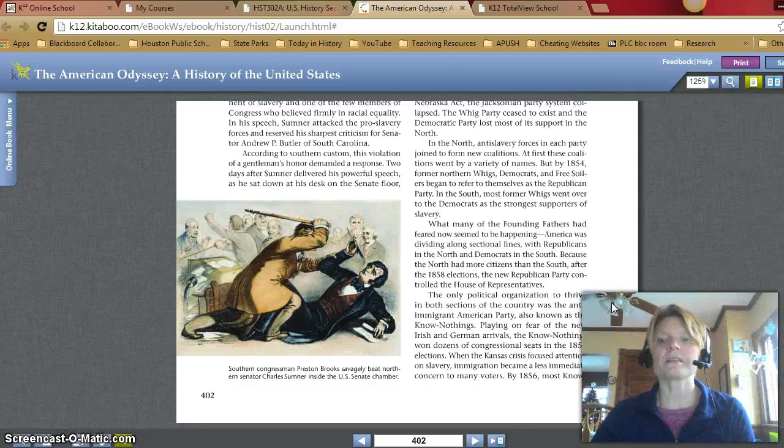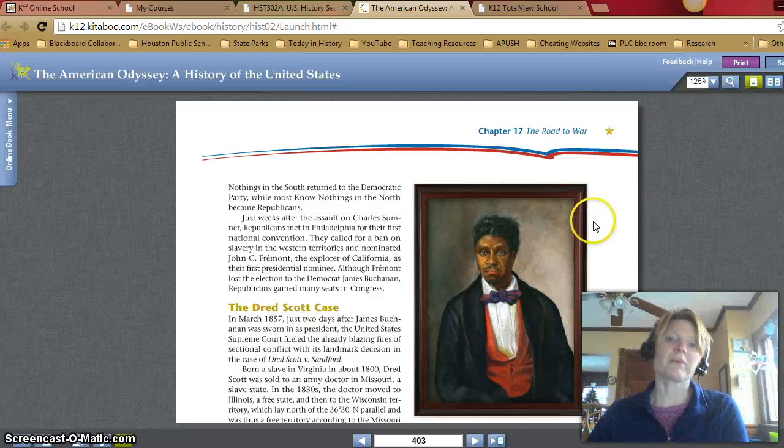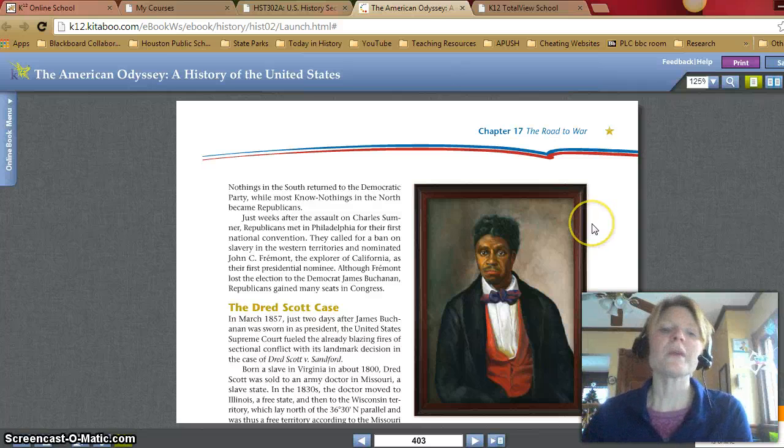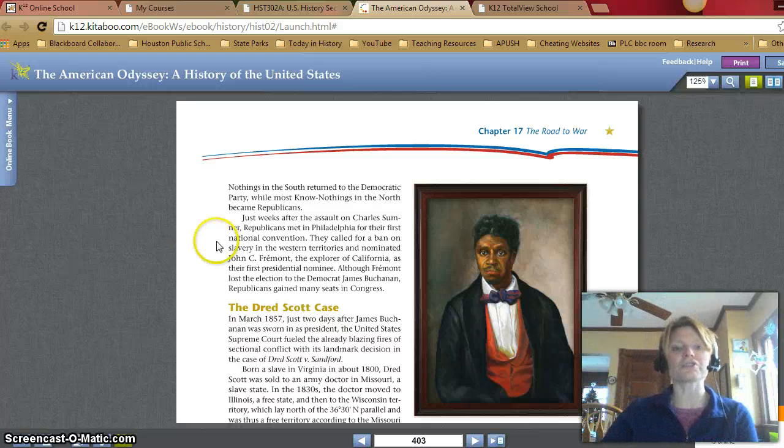The only political organization to thrive in both sections of the country was the anti-immigrant American Party, also known as the Know-Nothings. Playing on the fear of the new Irish and German arrivals, the Know-Nothings won dozens of congressional seats in the 1854 elections. When the Kansas crisis focused attention on slavery, immigration became a less immediate concern to many voters. By 1856, most Know-Nothings in the South returned to the Democratic Party, while most Know-Nothings in the North became Republicans. Just weeks after the assault on Charles Sumner, Republicans met in Philadelphia for their first national convention.